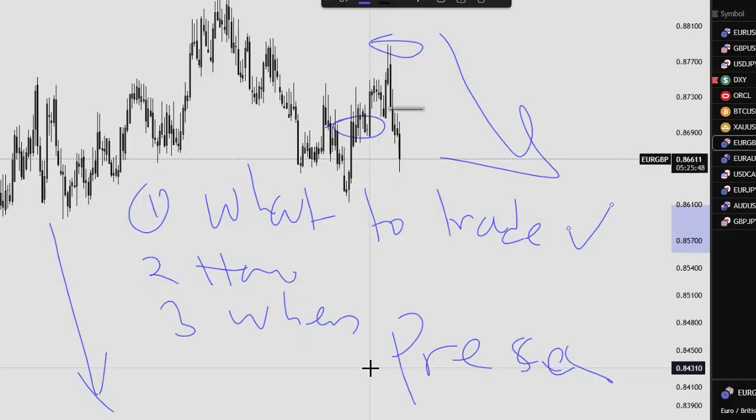Is it from a daily support and resistance level you want to operate from? Do you want liquidity to be taken before you go? That's the question, how to trade. That's where you answer it. And then when to trade, that's technical analysis.